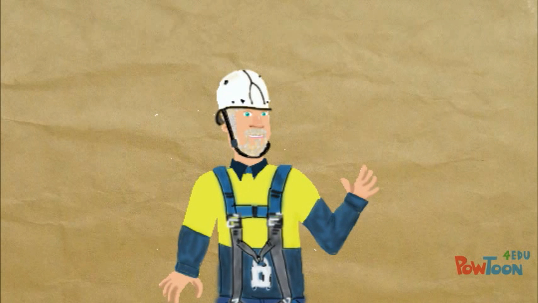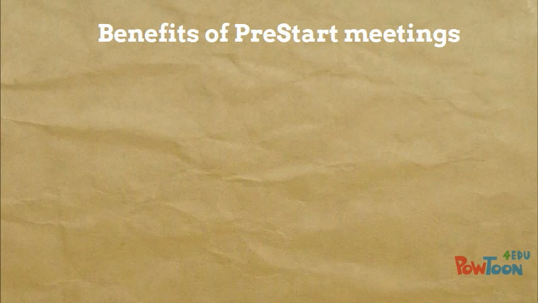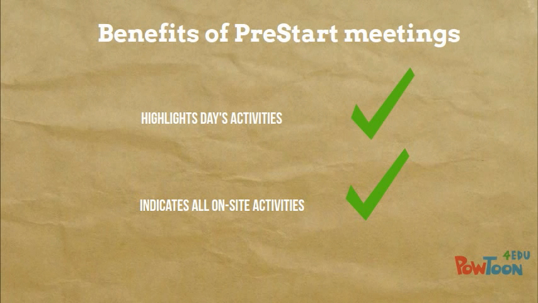Another forum for discussing safety matters, but which relate directly to a specific task, is called a pre-start meeting. These meetings are usually conducted immediately before the beginning of the task and highlight specific issues related to that task. Sometimes a pre-start meeting is done at the beginning of every day. This has two benefits. It highlights the day's activities and gives staff an overview of site-based activities that are occurring that day.